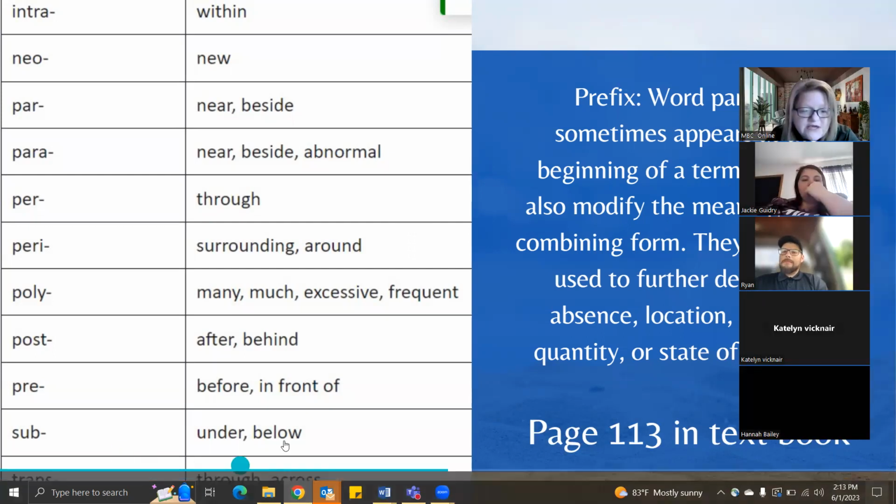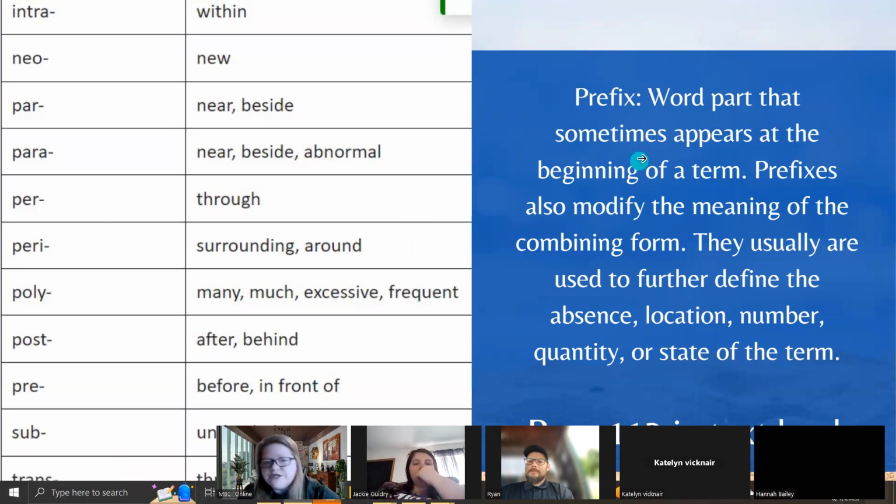And trans meaning through or across. And of course, one of the biggest things in the news right now is all the stuff going on in the transgender community. So transgender meaning across genders, cross genders, right?